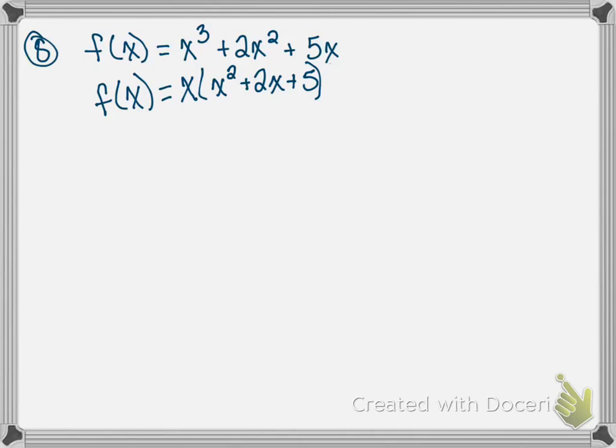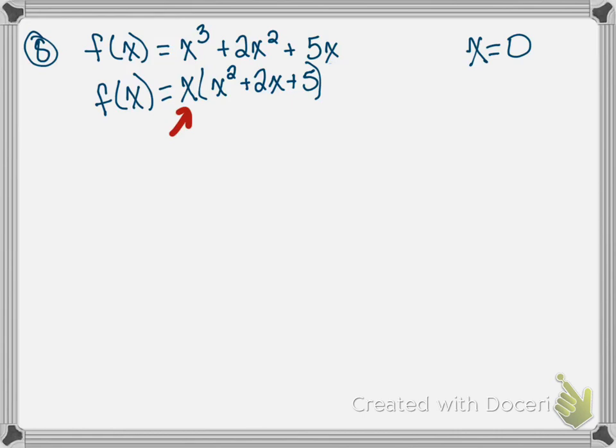Now, if x is a factor, our solution is 0. So we already know that x equals 0 is one of our solutions. So this is going to cross the x-axis at 0 because I factored out an x, and when I set that equal to 0, I get x equals 0. So don't forget about that.